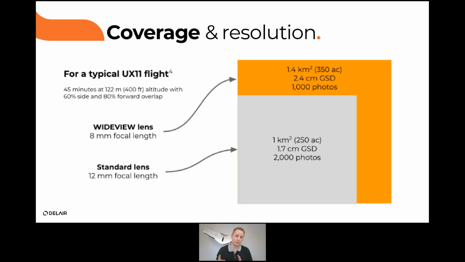With the wide view lens, you're going to do about 1.4 square kilometers, 350 acres, at 2.4 centimeter GSD, so a little bit larger pixel sizes, but not huge, right? That's still totally acceptable and even better than most of the alternatives out there at that same flight height. And you're only going to have 1,000 photos, and so that's a huge deal because you're just getting so much more done in so much less time.